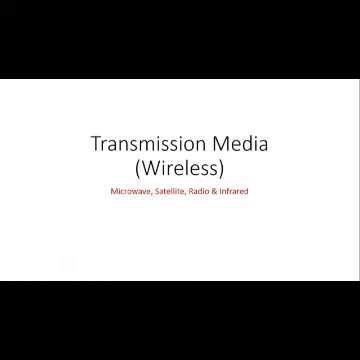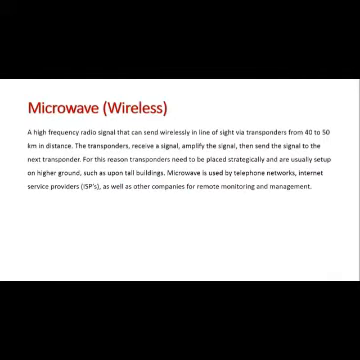We're now going to take a look at a few methods of wireless transmission media used in communication systems, particularly the styles of microwave, satellite, radio, and infrared. The first one we're going to look at is microwave, and basically a high frequency signal is sent from big towers. These towers are known as transponders, and they're placed about 40 to 50 meters apart. The signal is sent directly through line of sight from one tower to another.